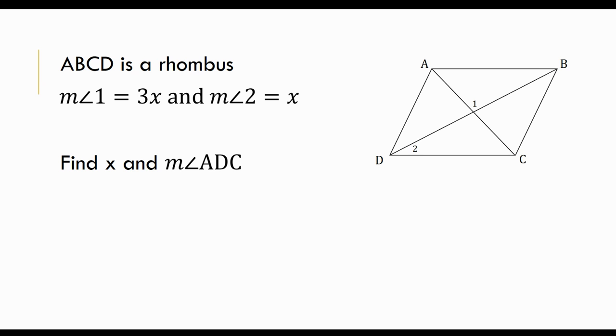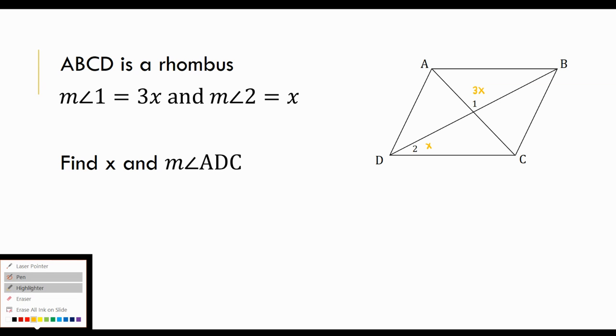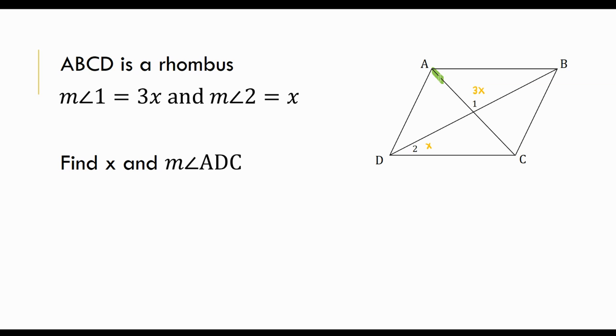All right, here we have a rhombus. I'm telling us that angle 1 is represented as 3x and angle 2 is represented as x. We want to find x and then find the measure of the angle ADC. Well, hopefully we notice that angle 1 is being formed by two diagonals. It's being formed by the diagonal of AC as well as the diagonal of BD.